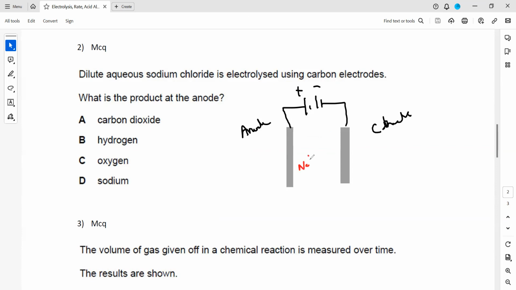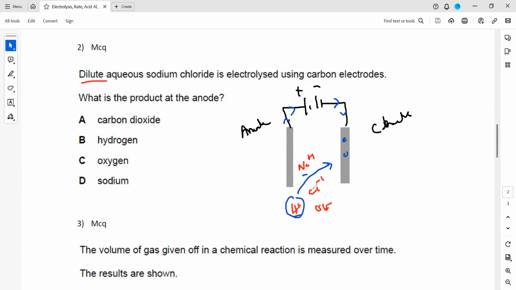So there will be Na+ and Cl-. And it is aqueous, so it contains H+ and it contains OH-. It's dilute. First, we check the positive ion. Which positive ion will move towards the cathode, sodium or hydrogen? Hydrogen, because hydrogen is less reactive, so the less reactive one will move. The product at the cathode will be hydrogen.